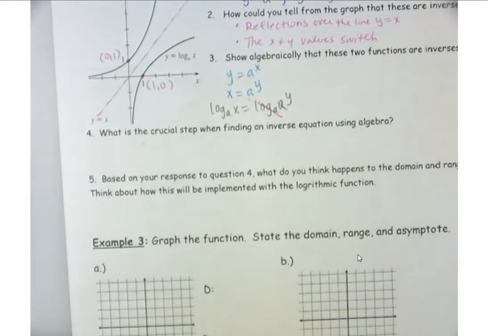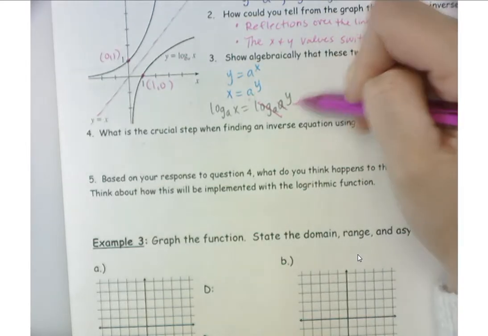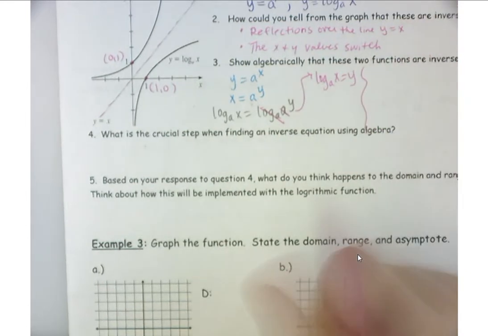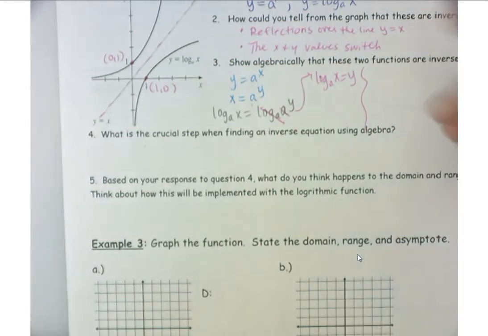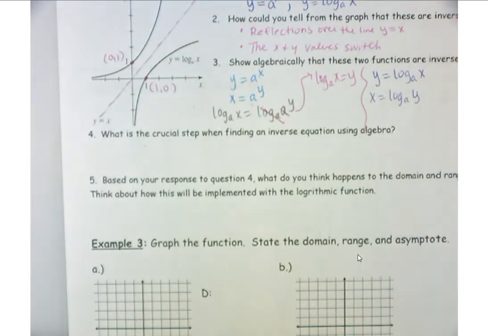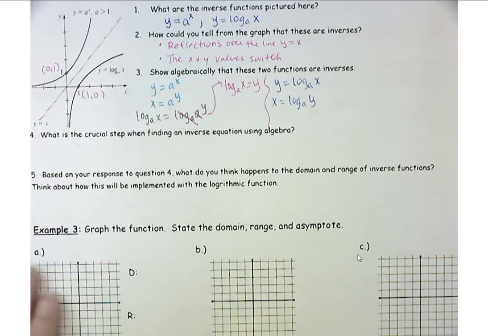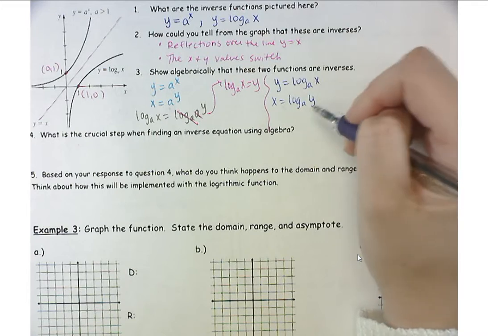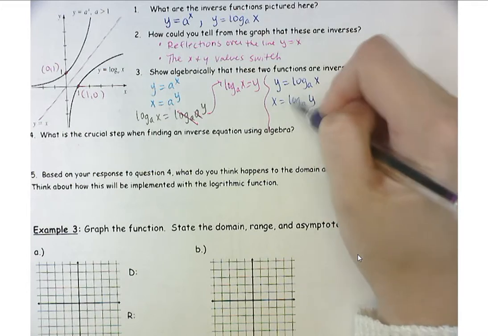Because log base a and a are going to... All right, let's try it with the other one. Okay, so now I have to undo the log. And the inverse of a log function is an exponential function. Do you guys know what's going to cancel out with log base a?